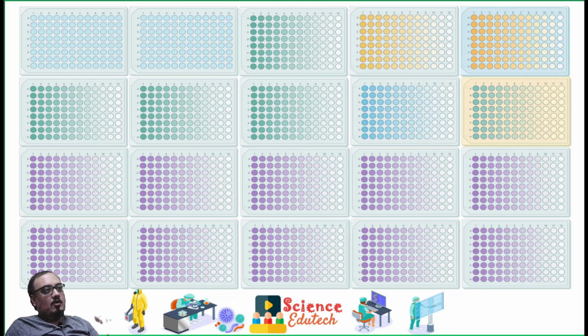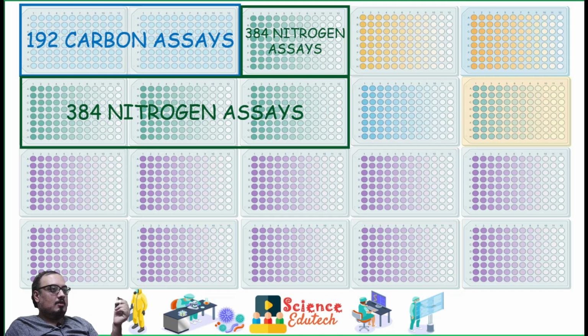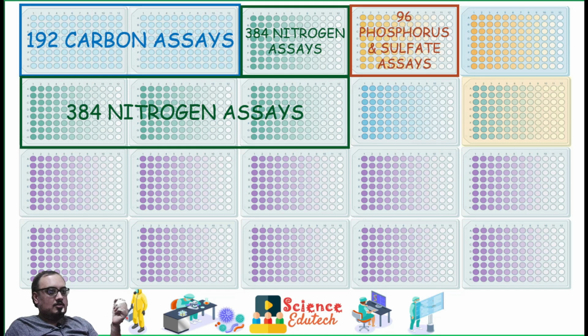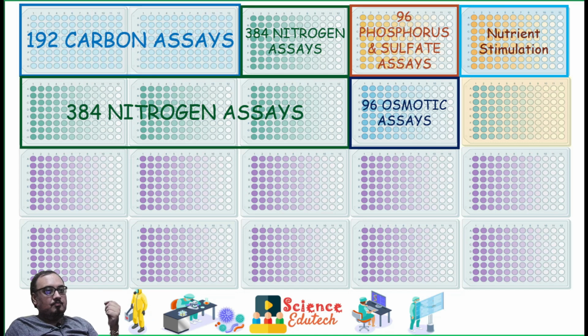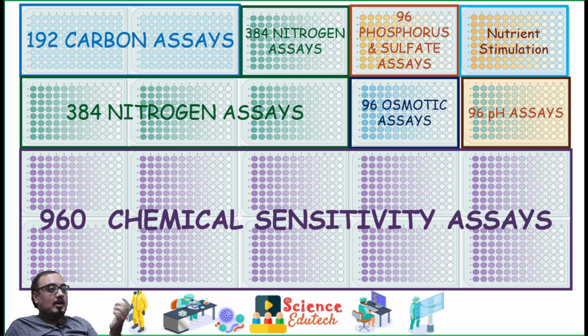With regard to the Biolog, it has 192 carbon assays, 384 nitrogen assays, 96 phosphorus and sulfur assays, nutrient stimulation system, 96 osmotic assays, 96 pH assays, and around 960 chemical sensitivity assays.